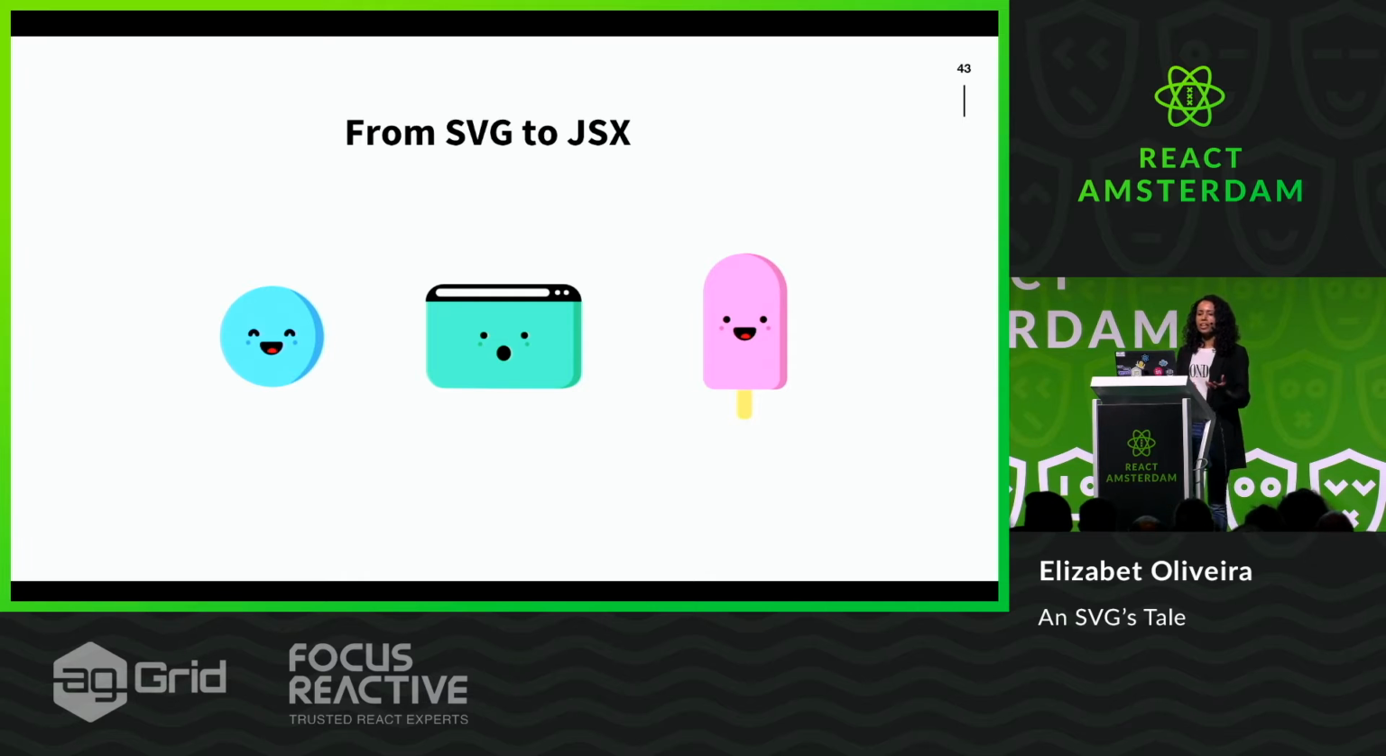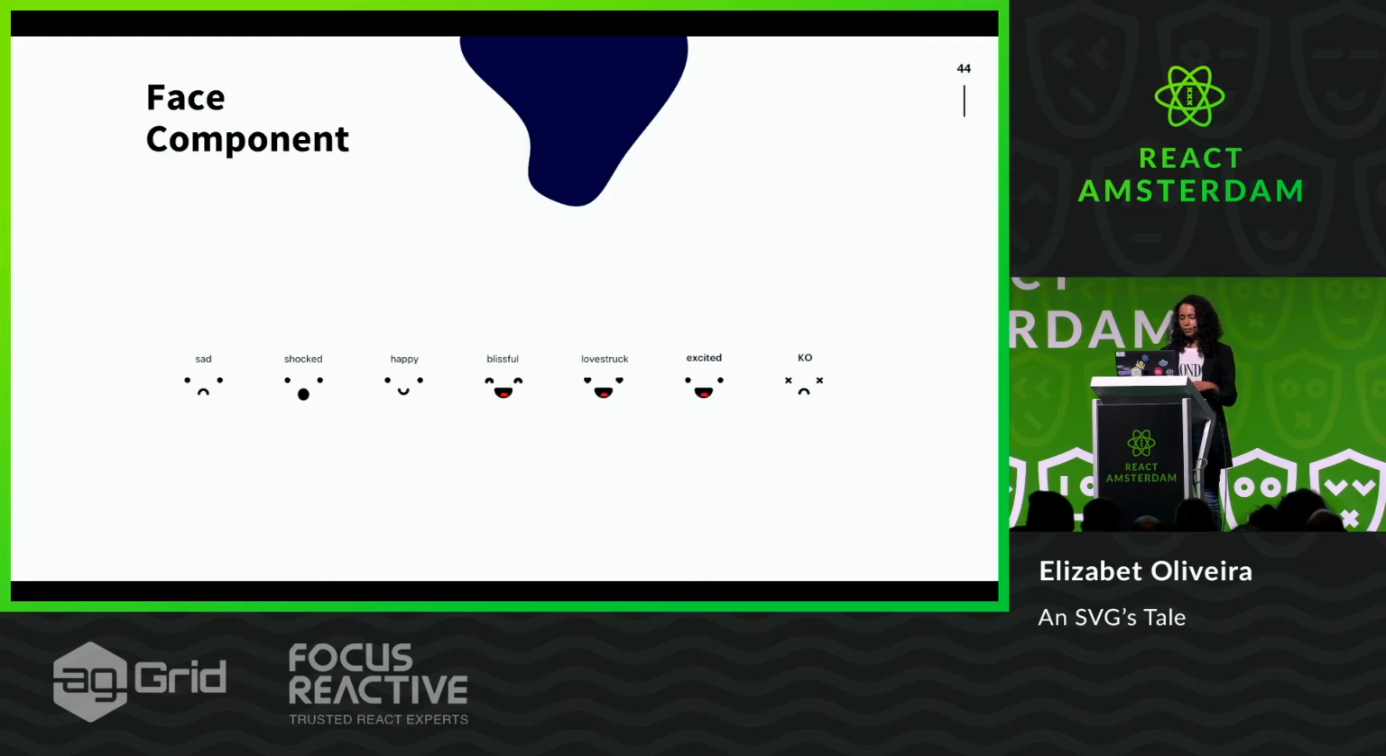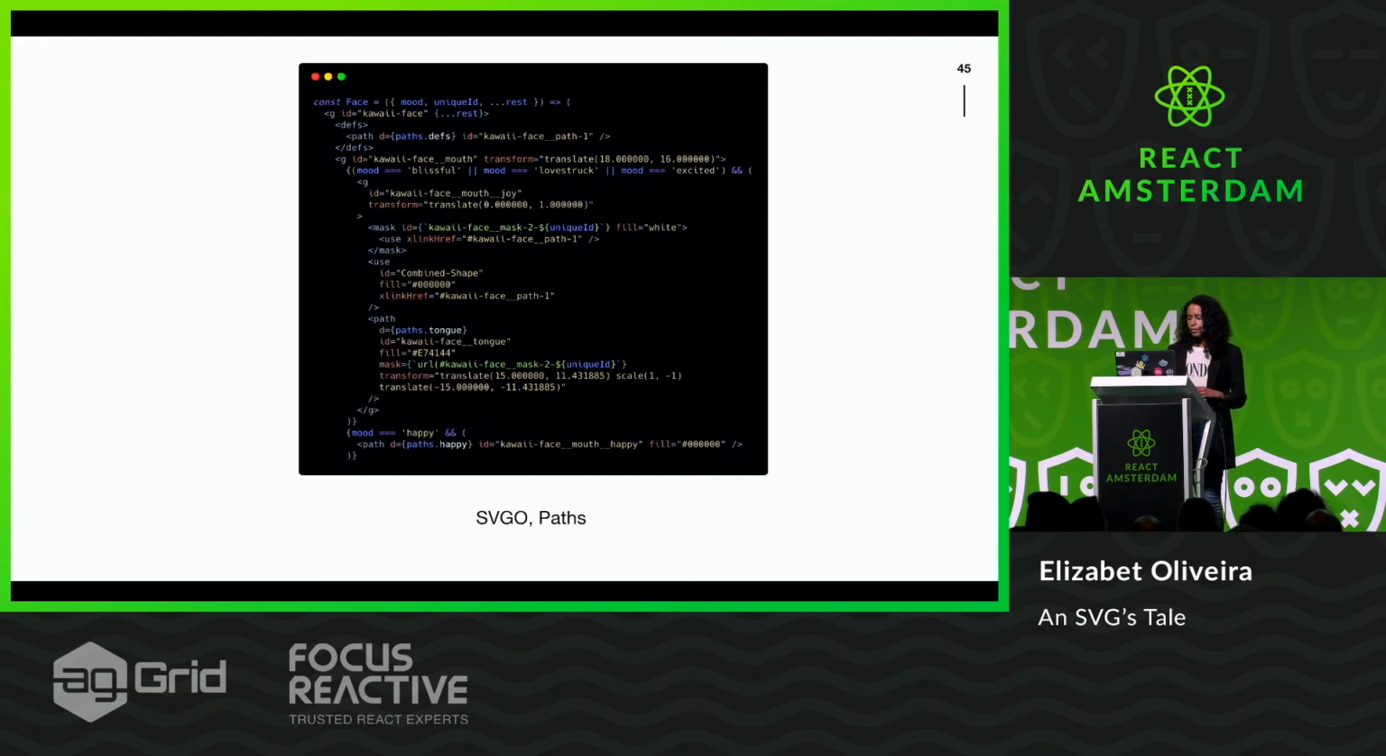So the first thing I did, I grabbed an SVG, I did one sketch, and I exported it, and then I converted it to JSX. And then I started defining the face component. So I created different states, sad, shocked, happy, all of these states. And then I exported from Sketch, and with SVG, I tried to optimize a little.